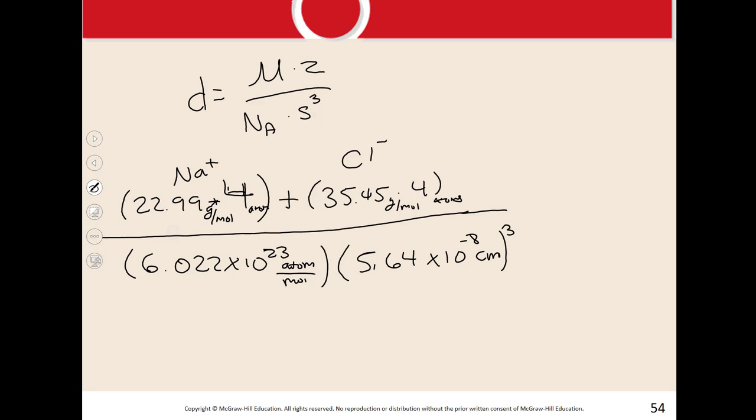These units, we're waiting. Atoms will cancel, moles will cancel. We'll be left on the top with grams, and on the bottom with centimeters raised to the third, so centimeters cubed. Which is good because that's our unit for density of a solid.